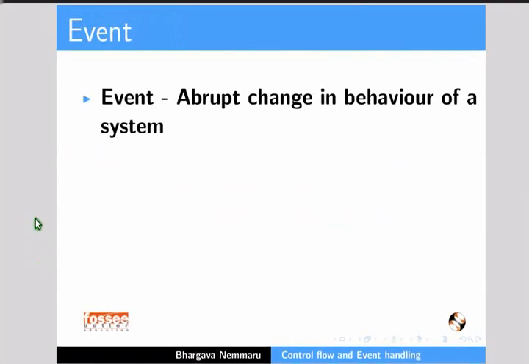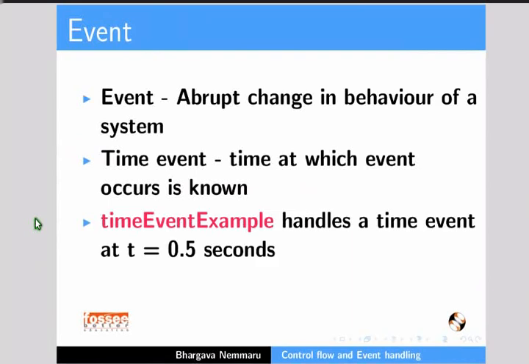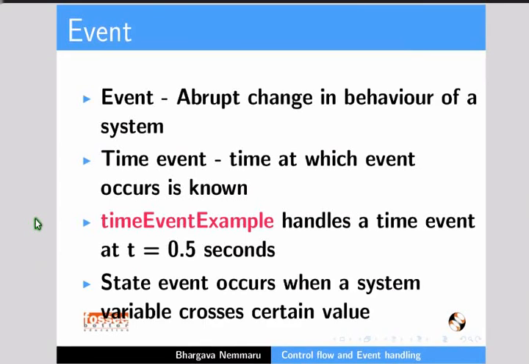Event is an abrupt change in behavior of a system. Events may be categorized into time events and state events. In a time event, the time at which event occurs is precisely known. Time event example handles a time event at t equals 0.5 seconds. State event occurs when a system variable crosses certain value.